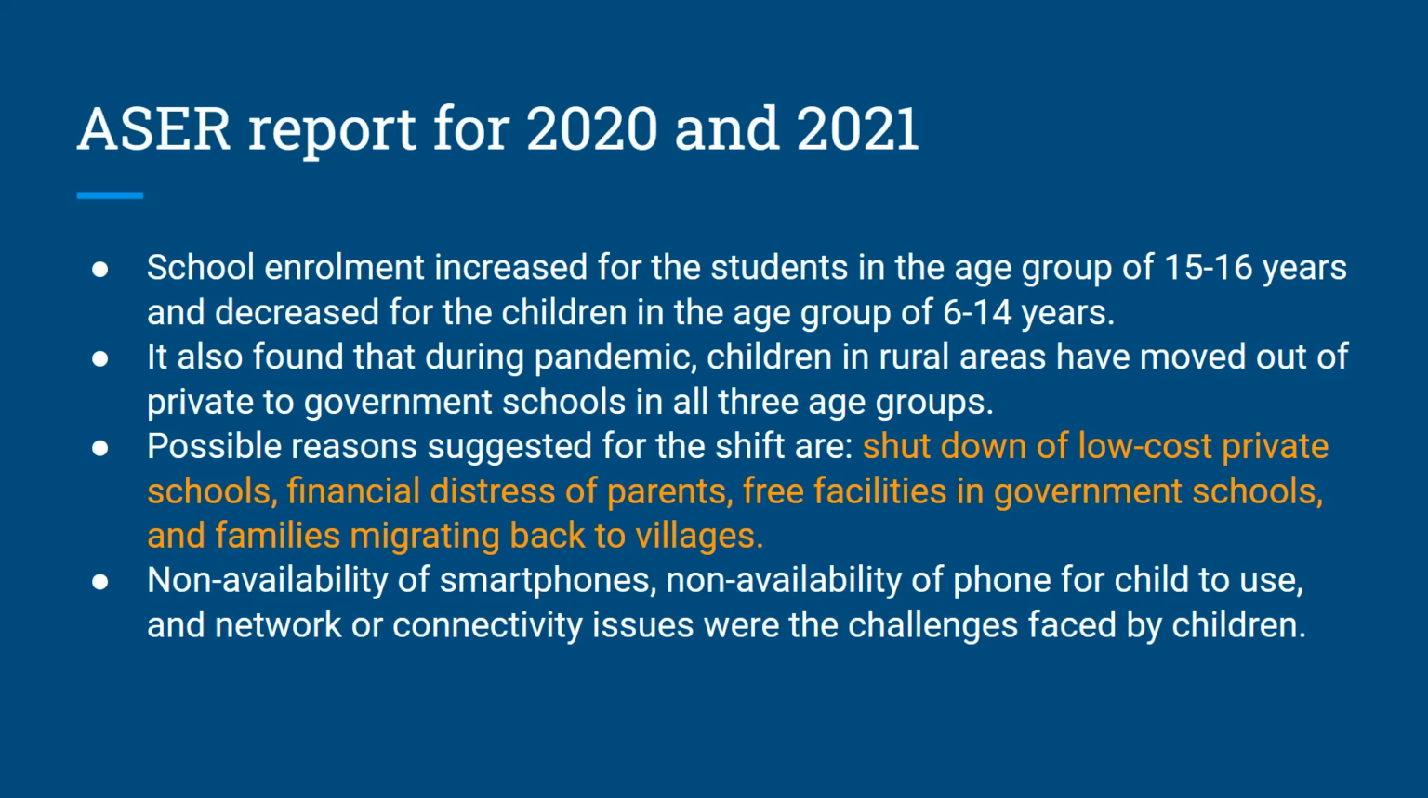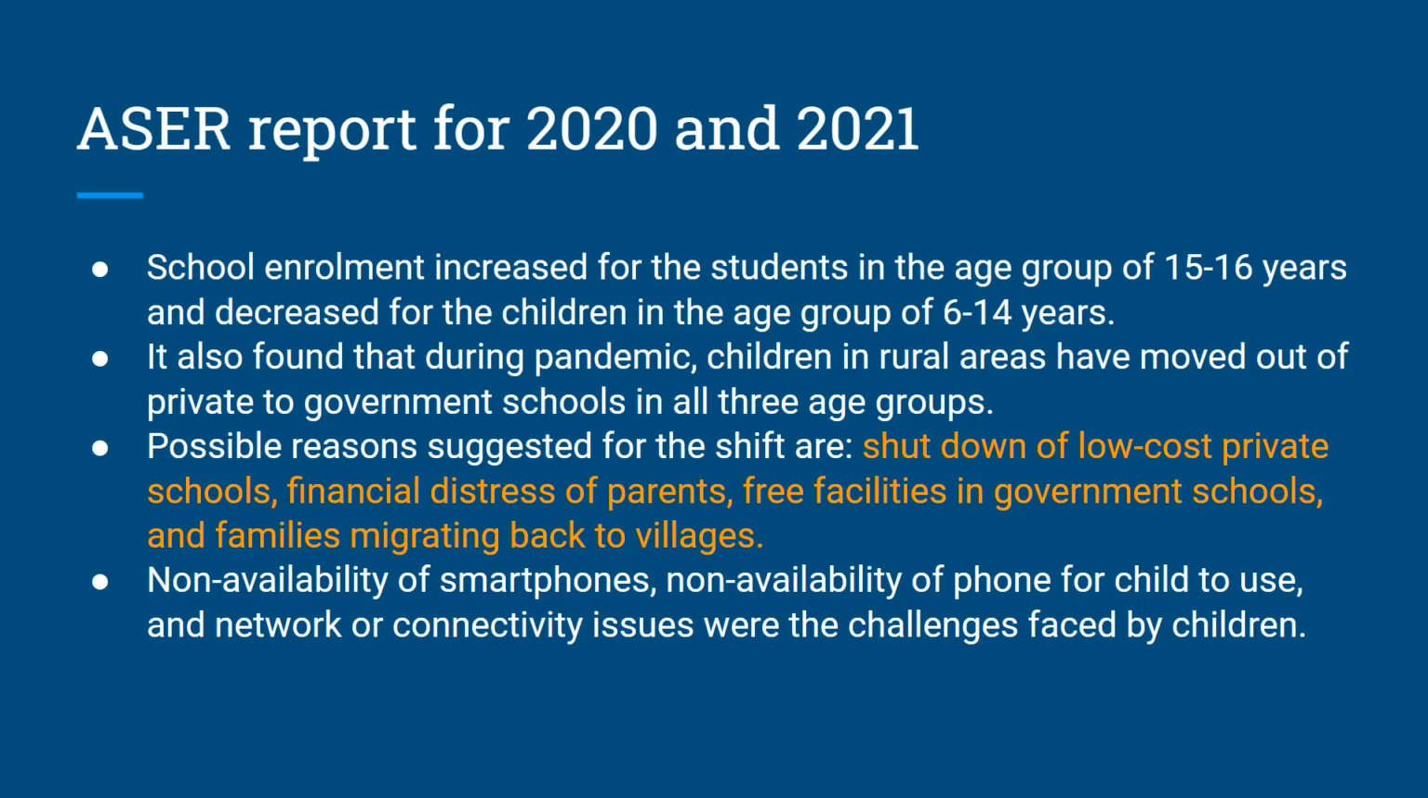So what have they said here? First, the school enrollment increased in the age group of 15 to 16 years, but it decreased in the age group of 6 to 14 years. So in the higher age group school enrollment has increased, but in the lower age group school enrollment has decreased. At the same time, the children in rural areas have moved out of private to government school in all 3 age groups. So this trend is seen in all 3 age groups.